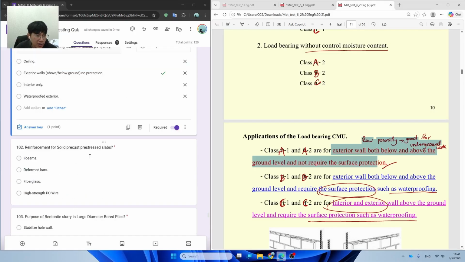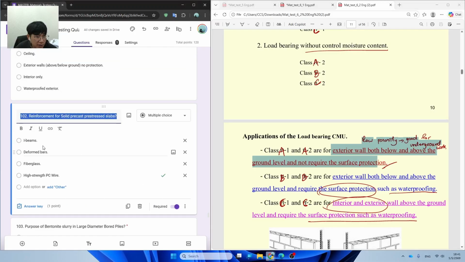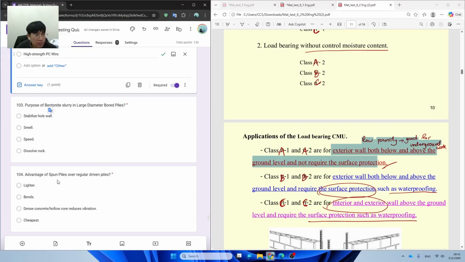And if you look at another material that we call the solid precast, another precast material is the solid precast pre-stressed slab. The reinforcement that we use, we call it the high strength PC wire.